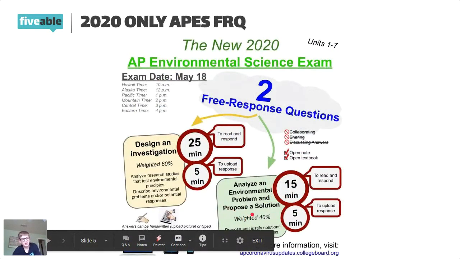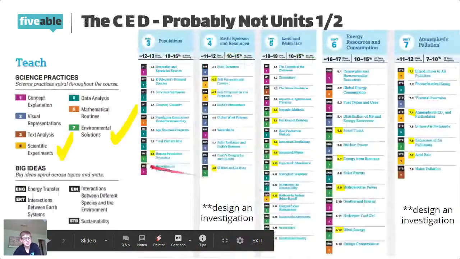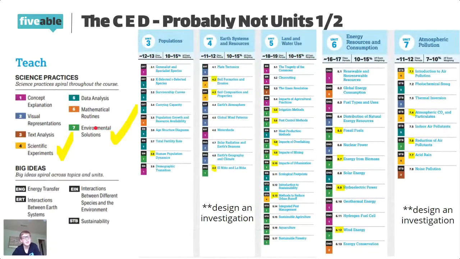Also, I really like that the colors are the same. That's kind of coincidental, but yellow, yellow, green, green. Maybe if you save that graphic, that's a helpful way to help you remember.